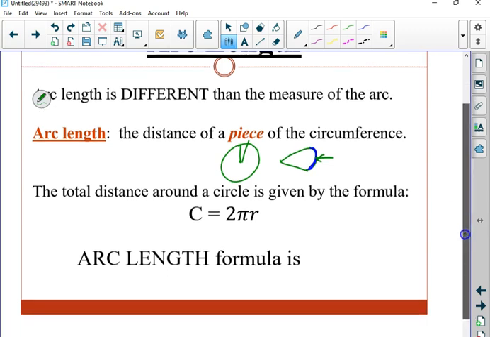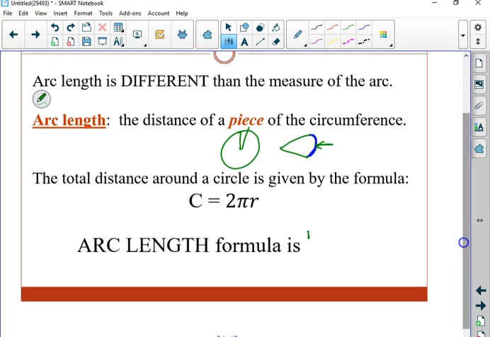So the arc length is going to be the measure of our arc, let's just call it AB, divided by 360, so very similar to what we just did, times 2 pi r. If you think about what we just did for sector area, we took the central angle divided by 360 times the area formula, pi r squared. Now we're taking the measure of the arc, which is the same as the central angle, and dividing by 360 and multiplying by the circumference.